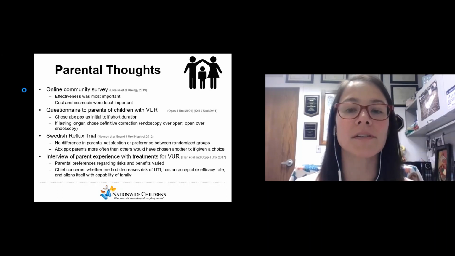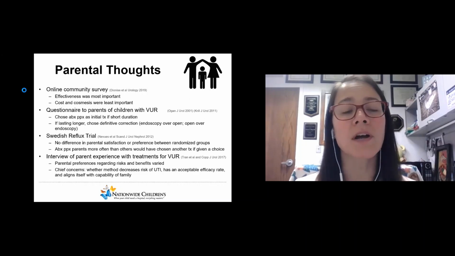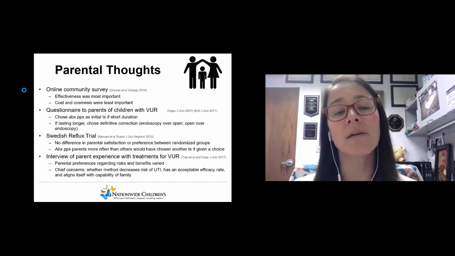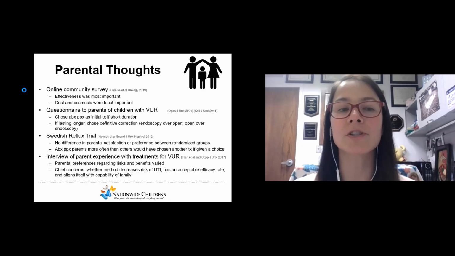There have been several studies evaluating parental thoughts and preferences for reflux treatment. There was an online community survey that found that parents thought effectiveness was the most important, with cost and cosmesis being the least. There was a study questioning parents of children with reflux using a questionnaire. Those parents initially chose treatment with antibiotic prophylaxis, but only if the duration was relatively short. But if the duration was going to be a long time, then they tended to choose definitive correction.